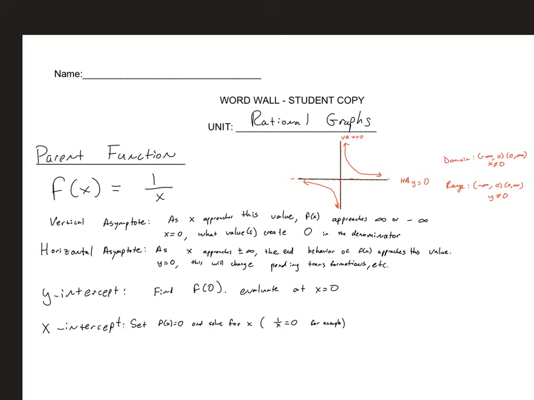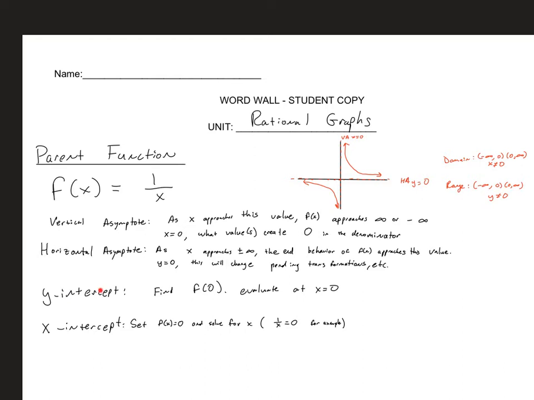The horizontal asymptote, on the other hand, is about what happens as x approaches the end values, positive infinity or negative infinity. As I go towards the end, the output is going to approach a single value, in this case 0, and it will change depending on transformations. You can imagine if I move it up, the horizontal asymptote is going to move up. And then the intercepts. In this case, I don't have any because of the asymptotes, but that'll change.